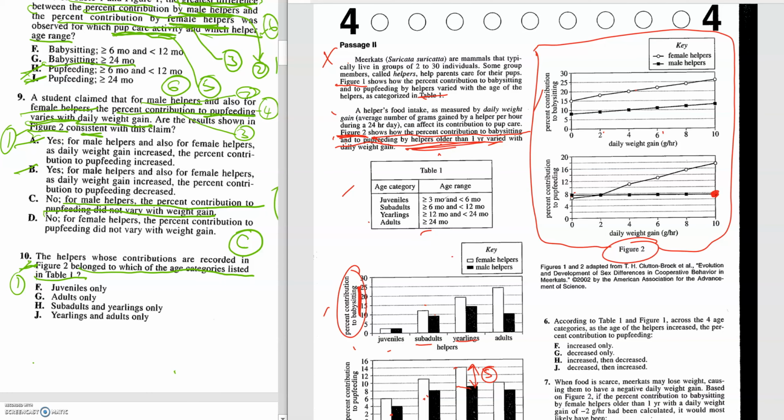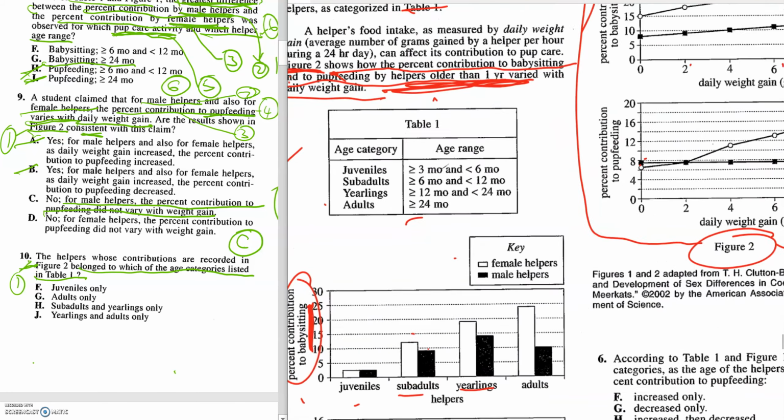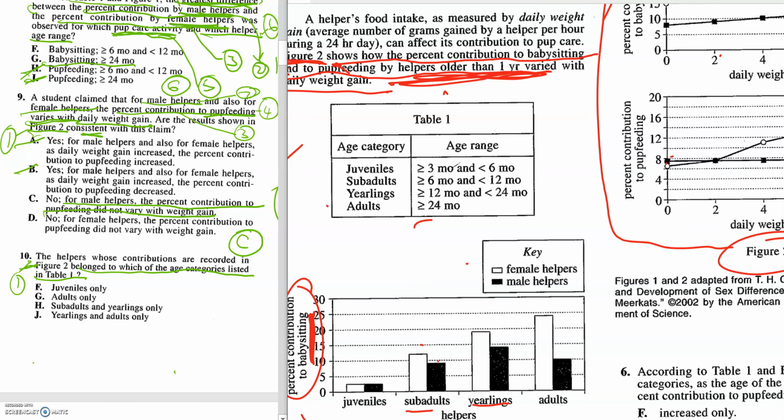There we are. Helpers older than 1 year old varied with daily weight gain. So they're older than 1 year. And then I come to table 1 because it tells me the age differences. We see here sub-adults are older than 6 months but less than a year. This says it's older than a year. So yearlings are 12 months and up, and adults are over 2. Since it's older than 1 year old, these two are applicable. So it's yearlings and adults, and that is answer J.